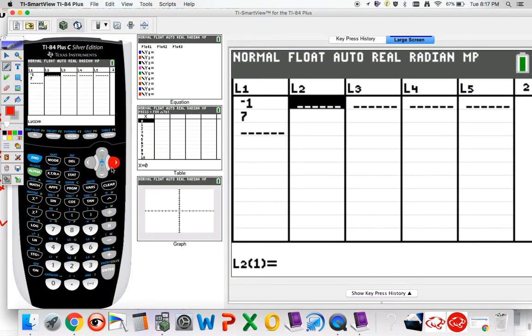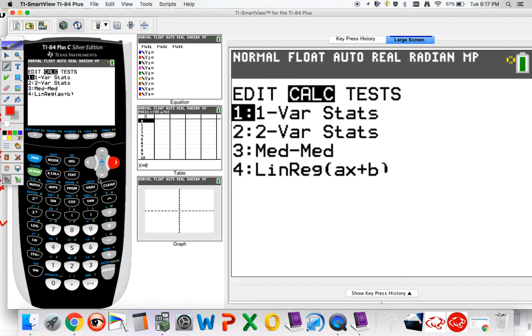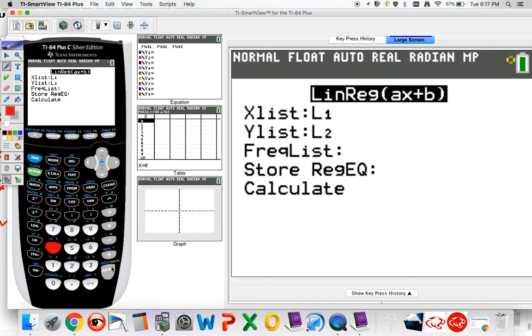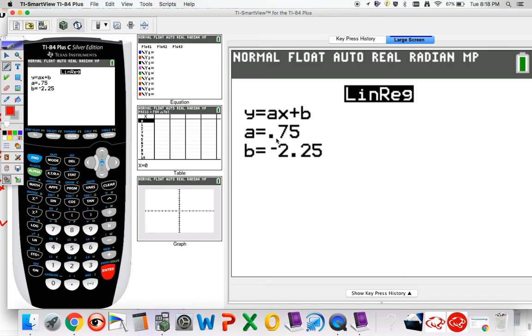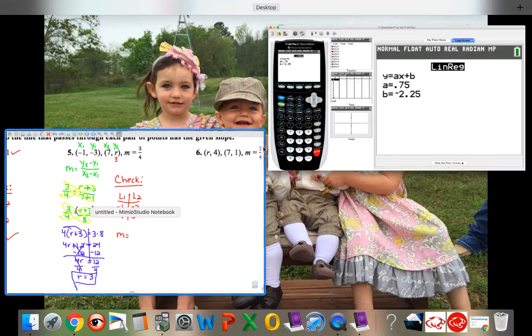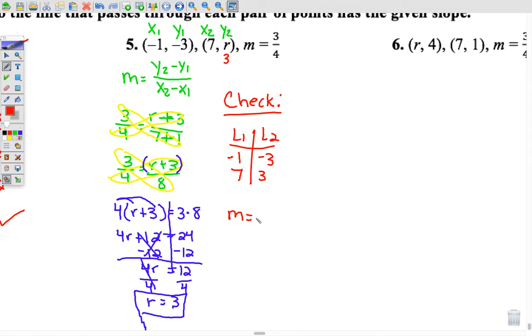Let me go over here. Negative 3, positive 3. Okay. So stat, over to calc, number 4. Enter, enter, enter, enter, enter. And my slope is 0.75. So I'm going to write that down. M equals 0.75.